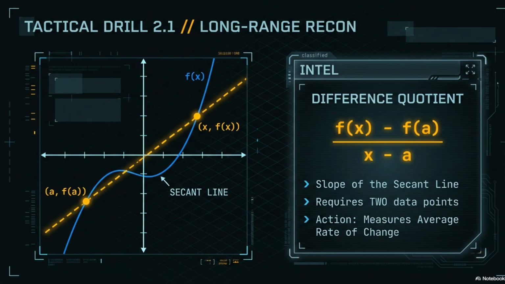This is the difference quotient. You know this as the slope formula. Graphically, it represents the slope of the secant line intersecting a curve at 2 points, (a, f of a) and (x, f of x). This action measures the average rate of change. It's a solid baseline, but it's not precise enough for our current mission.